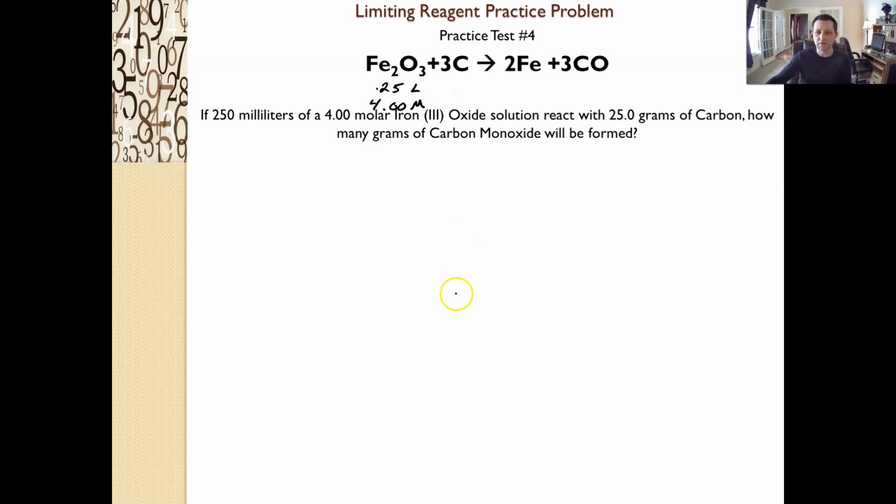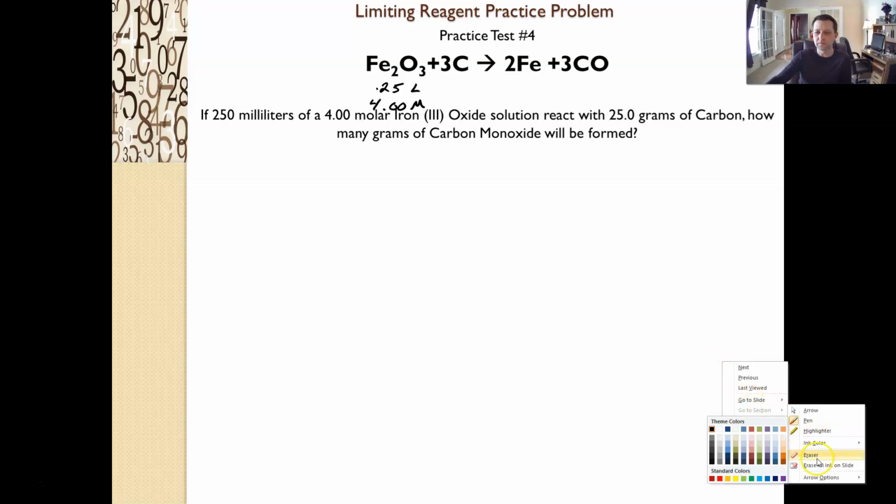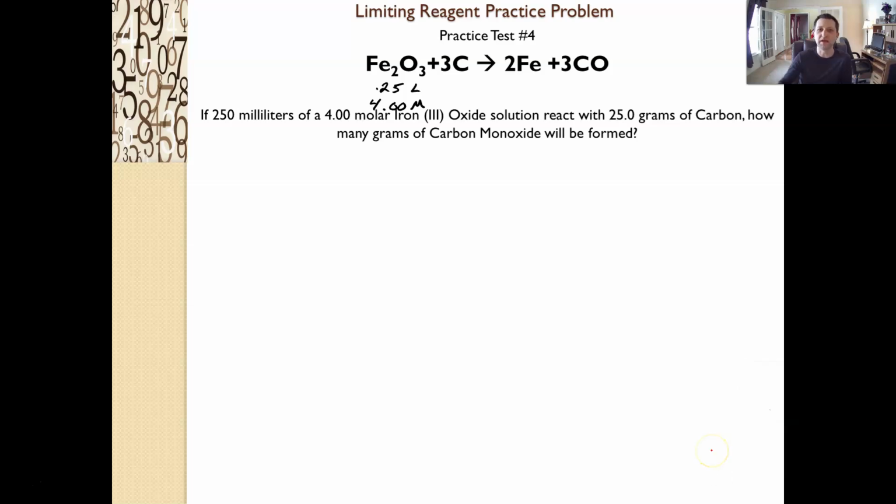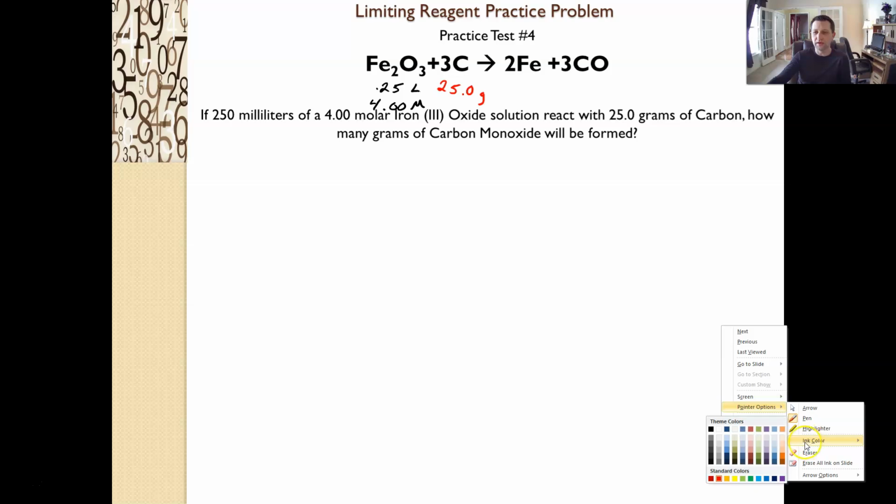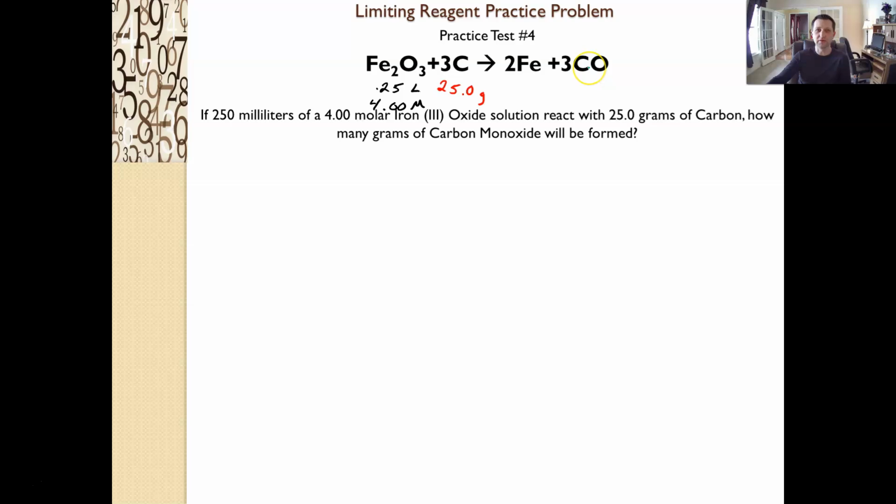Okay, so again, I always organize my work here, and you want to do the same thing. So go ahead and do that and label those. And then let's take a look at what else we have. It says it reacts with 25.0 grams of carbon. So let's go ahead and label that. All right. Let's keep reading the problem. It says how many grams of carbon monoxide will be formed. Okay, so we want to focus on carbon monoxide here. That's our product that we're looking for.